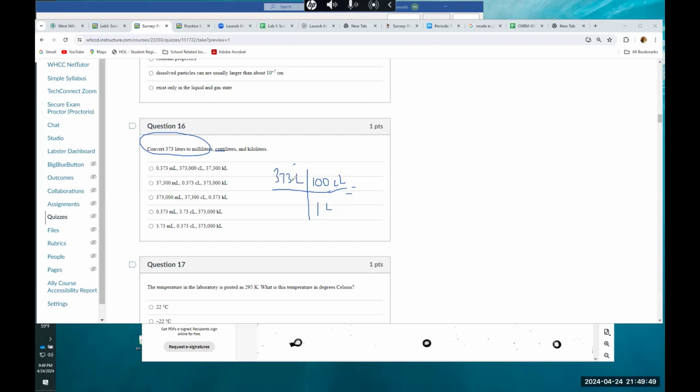So that means that this is going to be 37300 centiliters. Okay, so I can get rid of the first one. I can get rid of the second one. I believe it is the third one. Yep, and all the others are wrong. So that saves me time from doing them all.